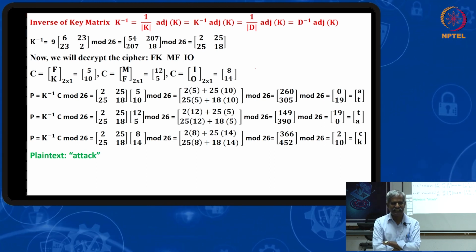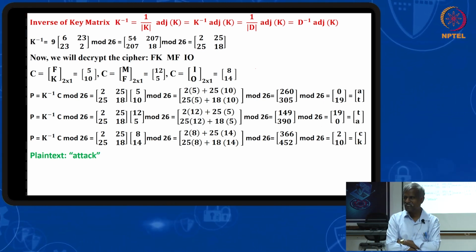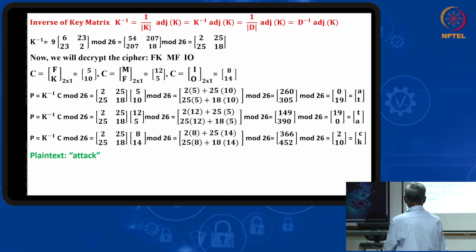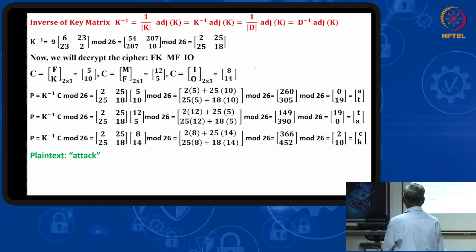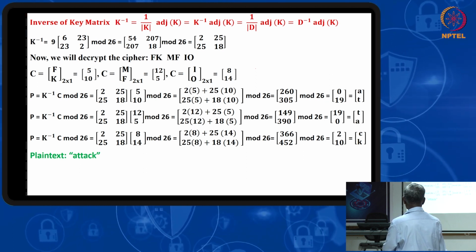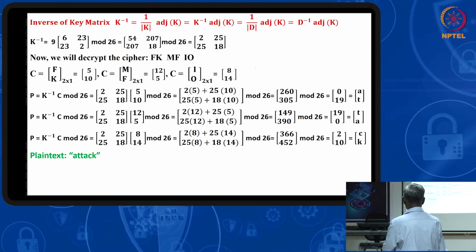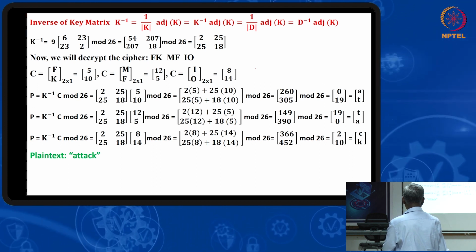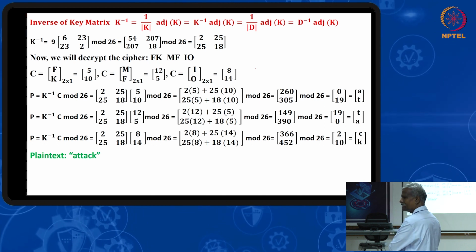You check whether you are able to understand. If you understand one set of decryption, this one, then the others are similar. Check whether you are able to understand this first line. If you understand this line, you can understand all the lines similarly.